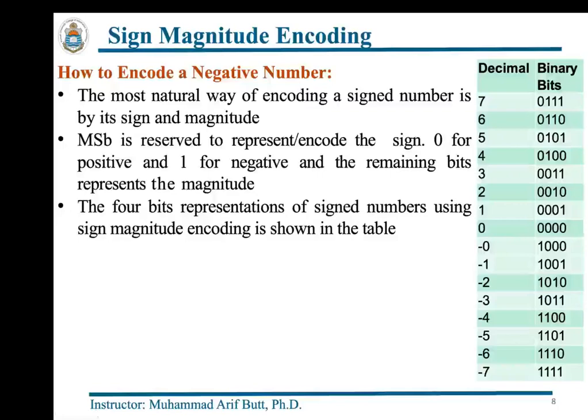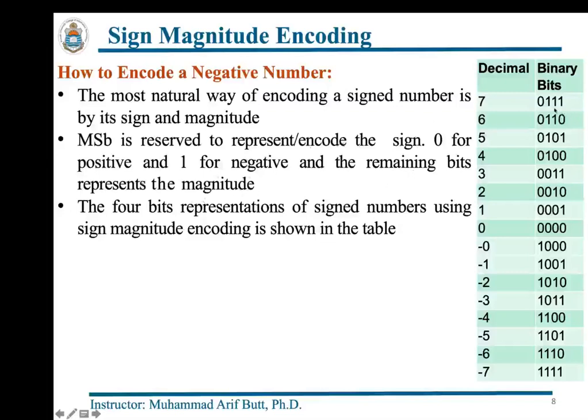Okay, so first of all, let's talk about the sign magnitude way of encoding signed numbers. This is the most natural way of encoding a signed number by its sign and magnitude. The most significant bit is reserved to represent or encode the sign, 0 for positive and 1 for negative, and the remaining bits represent the magnitude.